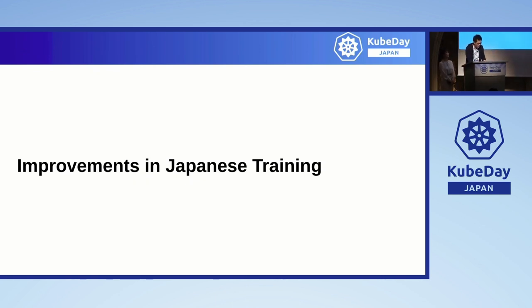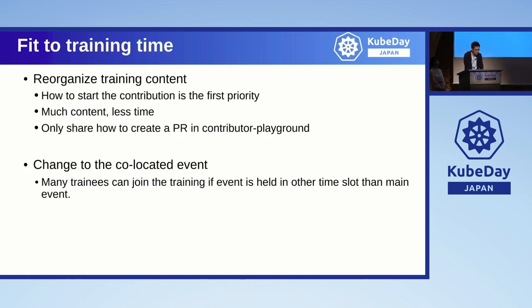And here, I would like to share the improvements in Japanese training. There are some aspects, such as time, content, organizer training, and others. The first is a topic about time. There are a lot of things we want to share, but the truth is we don't have much time. In our case, the training is half a day, about 4 or 5 hours. So we have to make some cutbacks.